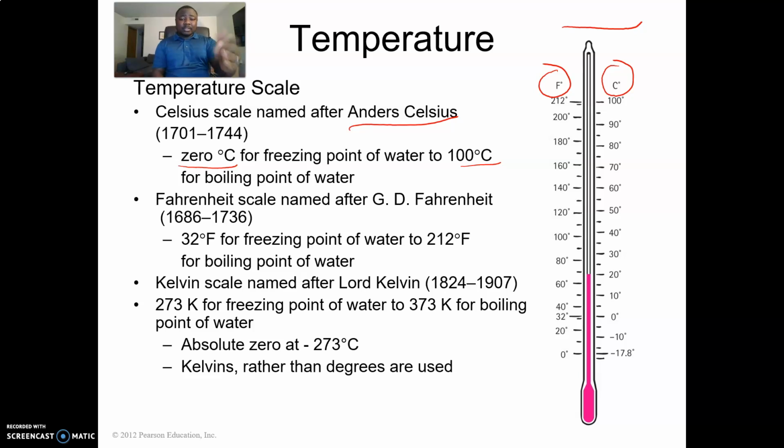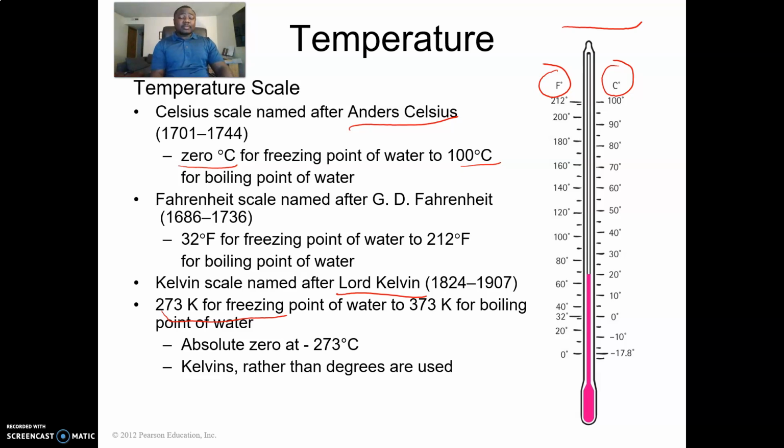And now for Fahrenheit, it was named after G.D. Fahrenheit. So according to the Fahrenheit scale, the freezing point will be 32 degrees Fahrenheit, and the boiling point will be 212 degrees Fahrenheit. And also the Kelvin scale, which was named after Lord Kelvin in the early 1800s. For the Kelvin scale, the freezing point is 273 Kelvin, while the boiling point for water is 373 Kelvin.